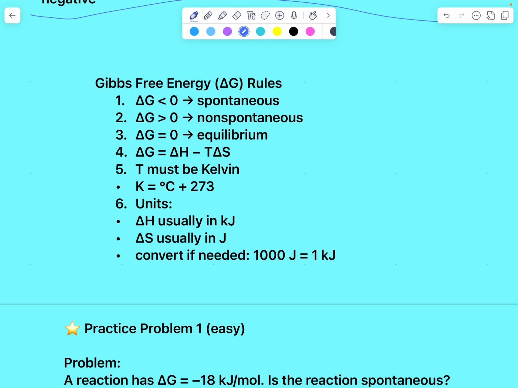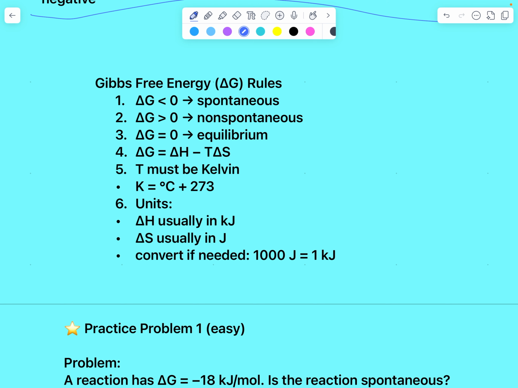If we look at this rule, delta G less than 0 is spontaneous. Delta G greater than 0 is non-spontaneous. Delta G equals 0 is equilibrium, meaning everything's balanced. There's a formula you must know: delta G equals delta H minus T times delta S. That formula is how we calculate delta G when they give us the other things.